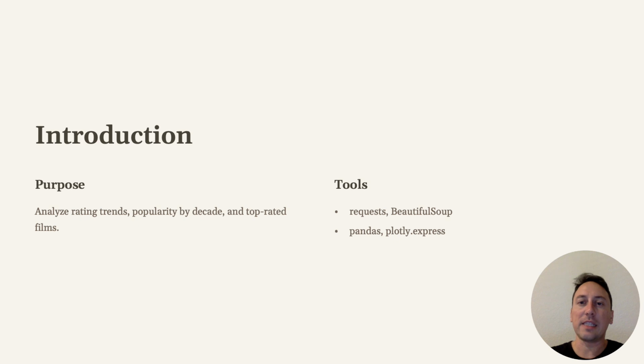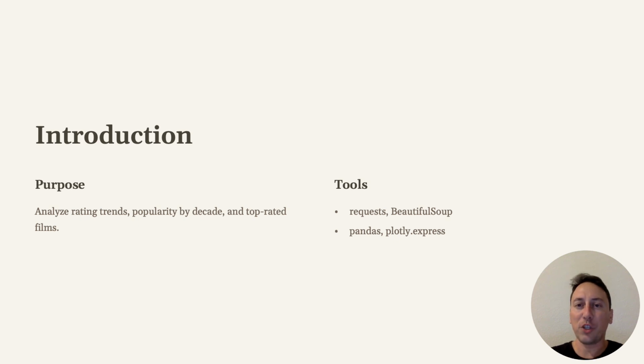While working on this, I asked myself a few guiding questions. Are there particular decades that consistently produce high-rated films? Do legendary classics from early eras still hold the top positions? And what patterns emerge when we look at cinema's evolution through a data-driven lens? These questions helped structure the analysis and gave direction to the visualizations I created.